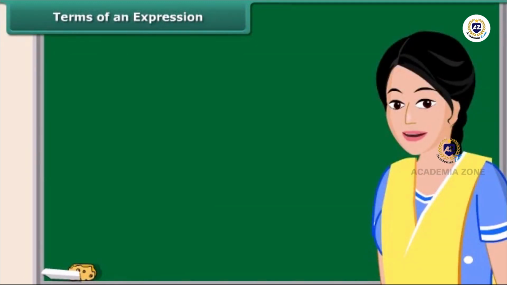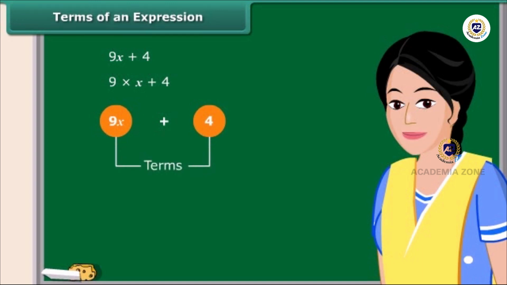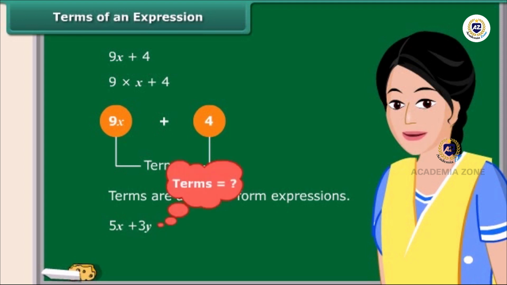Now we will discuss what terms of an expression and their factors are. Consider the expression 9x plus 4. In forming this expression, we first formed 9x separately as a product of 9 and x and then added 4 to it. So, you have seen these expressions have parts which are formed separately and then added. We call these parts terms. That means terms are added to form expressions. How many terms are there in 5x plus 3y? That's right, it has 2 terms.